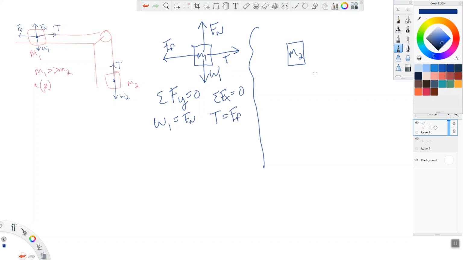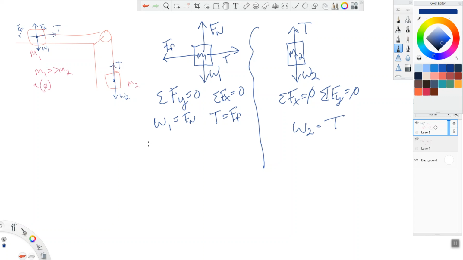Over on the other side, looking at weight and tension, the summation of the forces in the x and the y direction are going to equal 0, since my object's not accelerating. We're going to say it's not moving. So in the y direction, weight 2 is going to be equal to tension. We could break this up a little bit and transfer tension over, so let's do that.